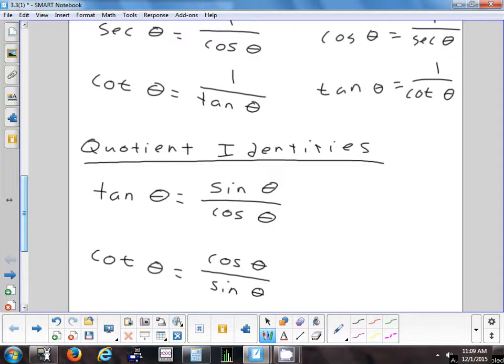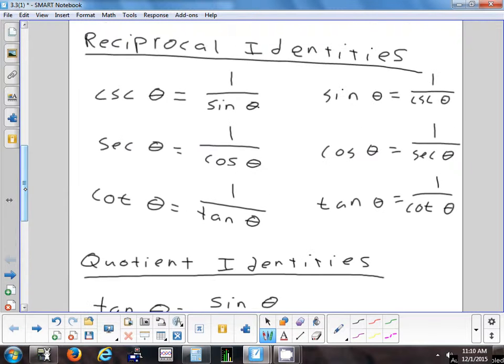Okay, so using the reciprocal and the quotient identities, you can write every single trig function just using sines and cosines. You don't need to use tangent. You don't need cotangent. You don't need secant. We can just use cosine. And you don't need cosecant. We can just use sine. Okay, so all the trig functions we've learned can all be done with just sines and cosines.